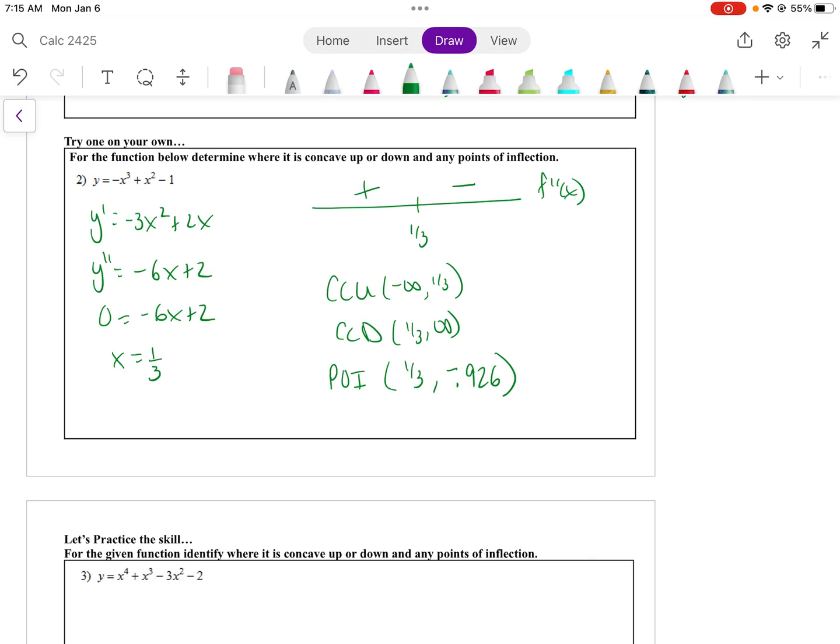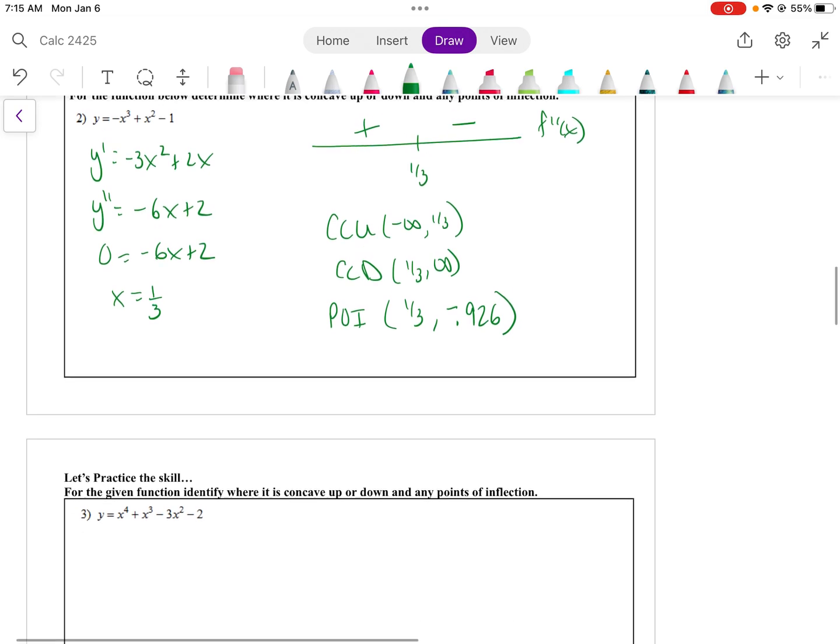Okay, so what I ended up getting here was that it was concave up before 1/3, concave down after 1/3, and then there was a point of inflection at 1/3, comma, negative 0.926.